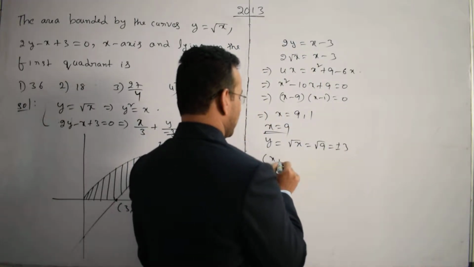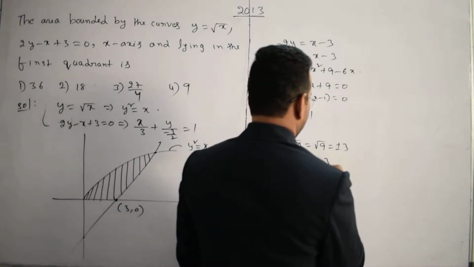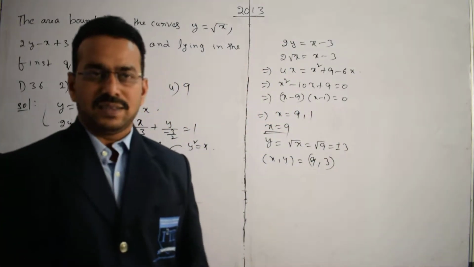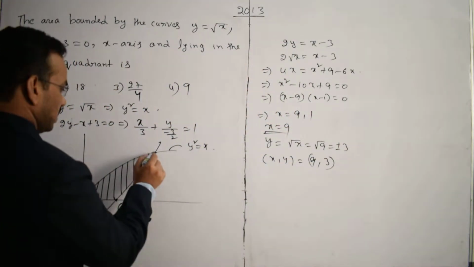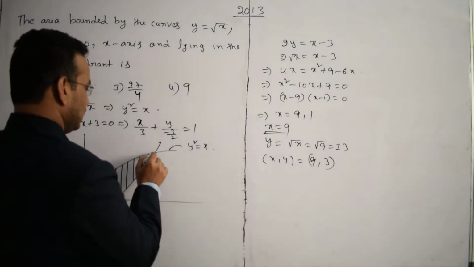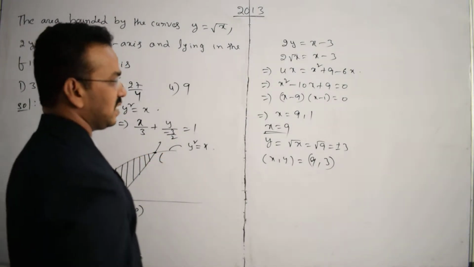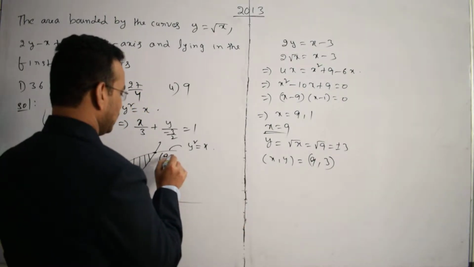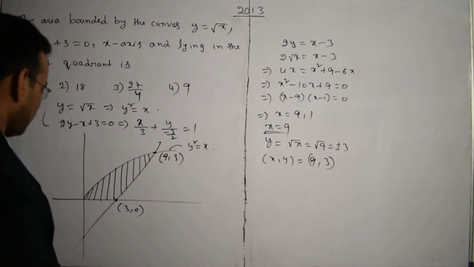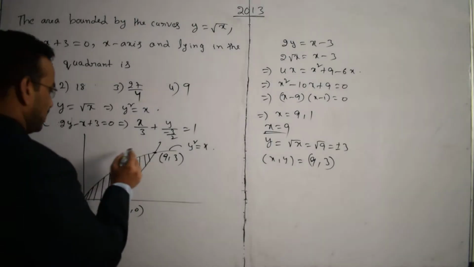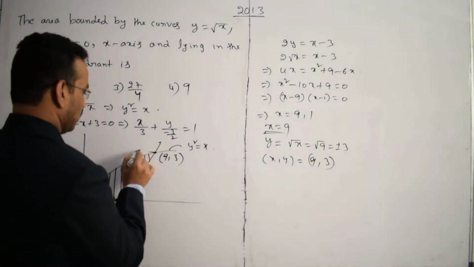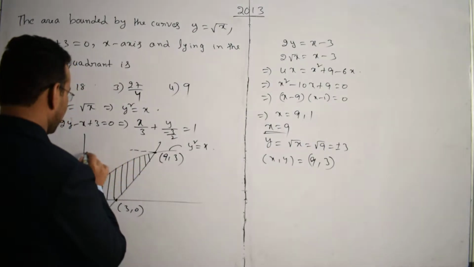So the required point (x, y) equals (9, 3). Let me plot this point on the region here. Let me identify. This is the point, which means x equals 9, y equals 3. If you observe this line, let me draw one horizontal line which is parallel to the x-axis.